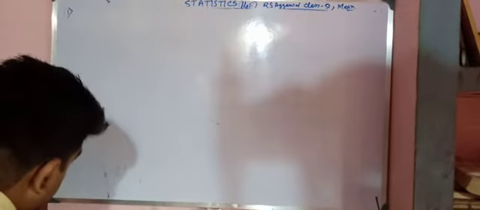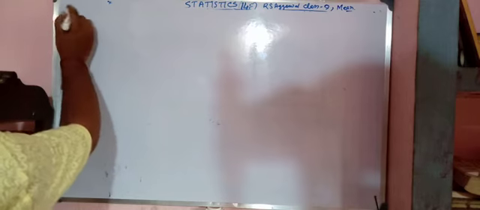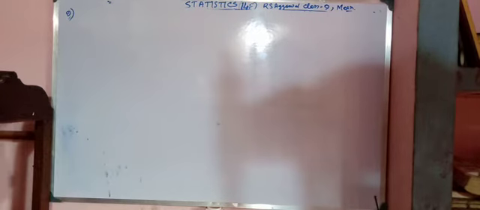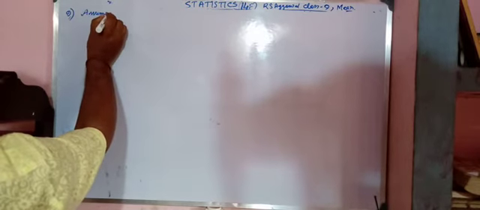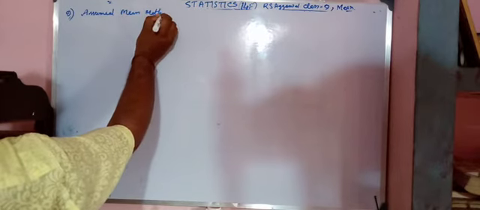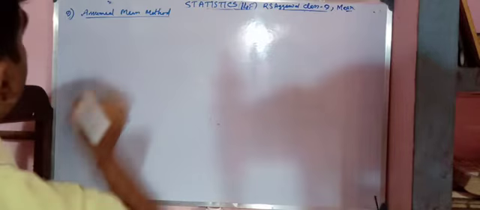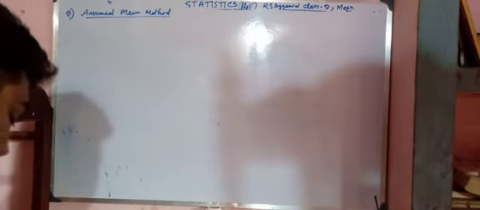And that question is related to, sorry, this was the step deviation, and question number 9 from the same exercise, assumed mean. We have to solve one question by the assumed mean method. For that, the question is written here.